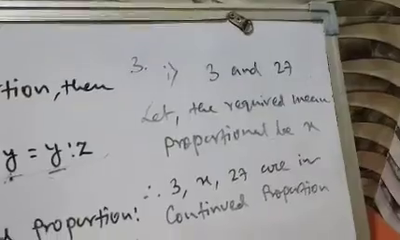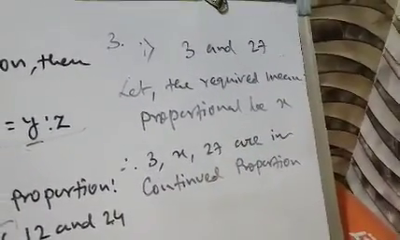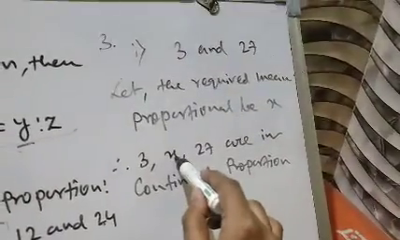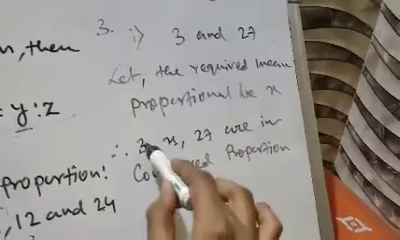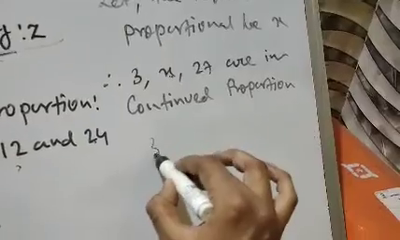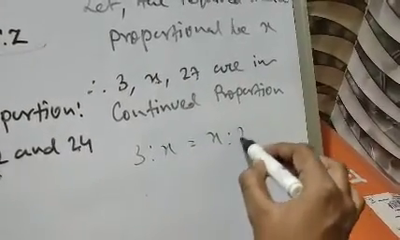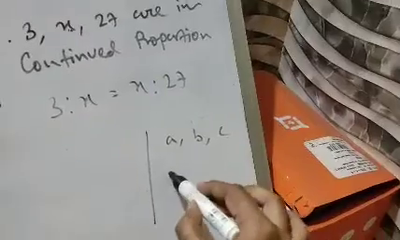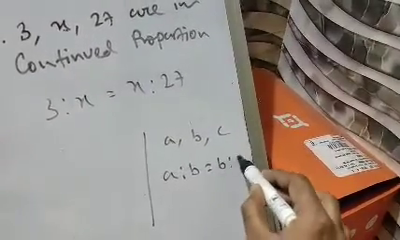If x is the mean proportional, it should be between 3 and 27, because mean proportional means the middle number, the second number. So 3 is the first number, x is the second or middle number, and 27 is the third number. Therefore, if these three are in continued proportion, we can write 3 is to x equals x is to 27. Let us recall the formula: there were three numbers a, b, c. If these three numbers are in continued proportion, then the relation was a is to b equals b is to c. Now just compare.